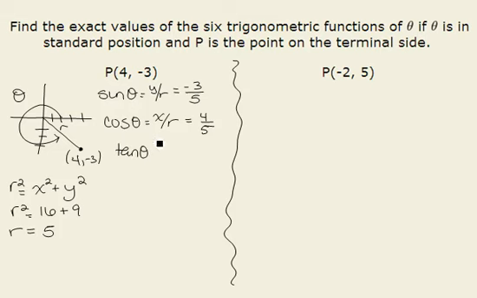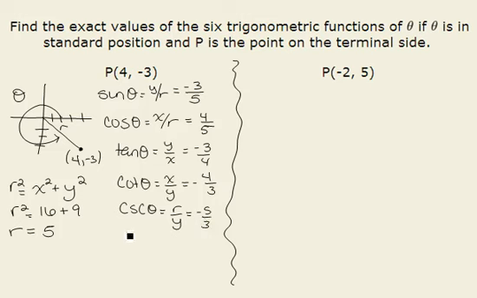Tangent of theta is given by sine over cosine, or y over x, which is -3/4. Cotangent of theta is the reciprocal of tangent, which is -4/3. Cosecant of theta is the reciprocal of sine, which is -5/3. And secant of theta is the reciprocal of cosine, which is +5/4.